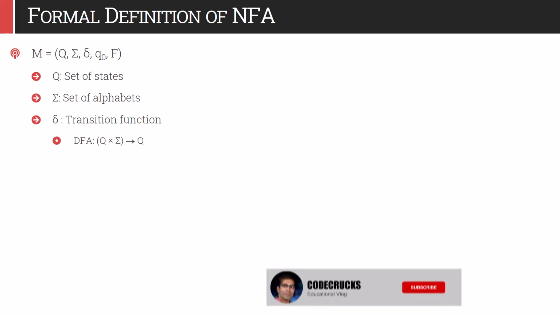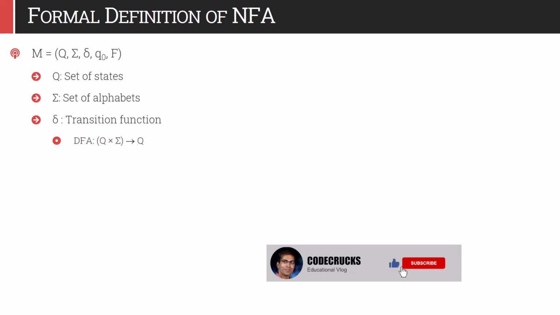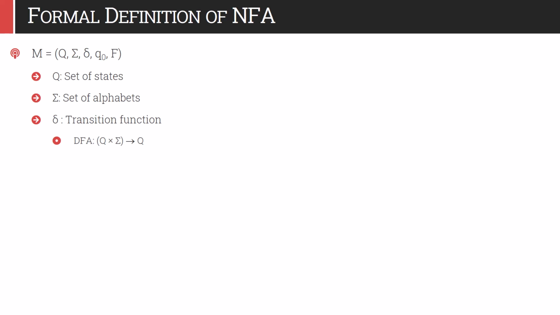NFA is defined by 5 tuples, capital Q, sigma, delta, Q0, capital F, where capital Q represents the set of states in the NFA. Sigma is the set of all input alphabets. Delta is the transition function. So delta is the one which will differentiate NFA from DFA. In DFA, we have seen that the transition function was from Q cross input alphabet to Q. That means we are in some state Q and we are reading some input alphabet from sigma, then we are moving to one state in Q.